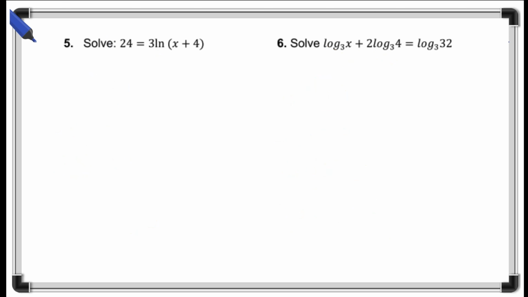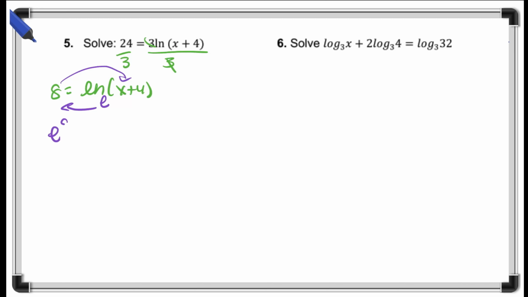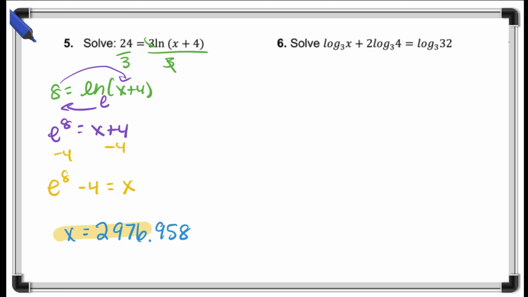Okay, here in our next question, we're going to divide by 3. So you have 8 equals ln of x plus 4. So our base is e of our natural log, so circle of life. E to the 8th is equal to x plus 4. And again, we're going to subtract, so e to the 8th and then minus 4. So you have x is approximately 2,976.958.